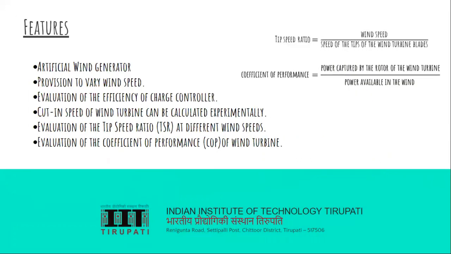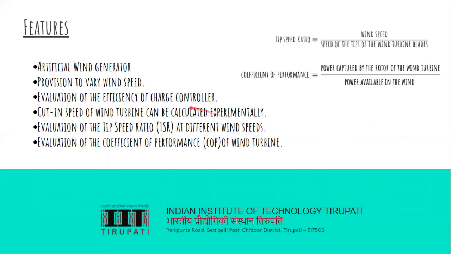When it comes to the features of this wind energy training system, as we already discussed, the artificial wind generator has an artificial wind generating unit and a provision to vary the wind speed. The wind speed can be varied by using the variable frequency drive. At the same time, the efficiency of the charge controller can be evaluated. The charge controller is the major part where the AC is converted into DC and all those things can be controlled, and its efficiency can be identified by using this setup.